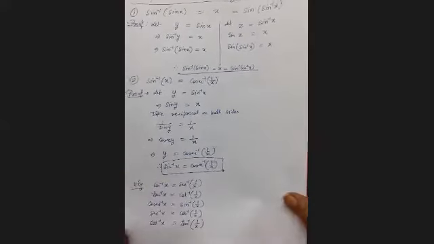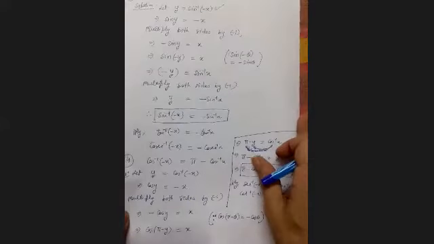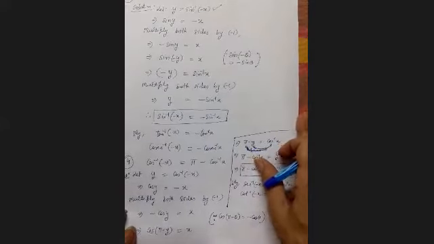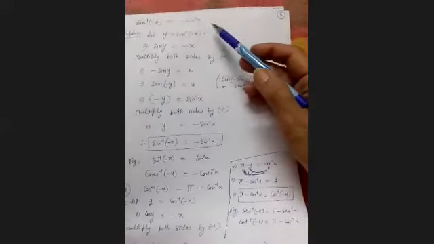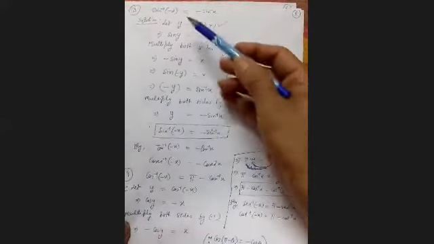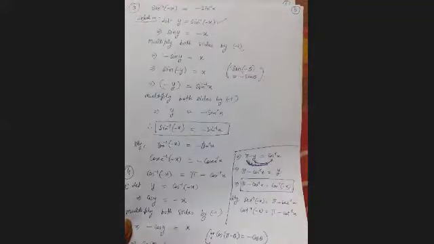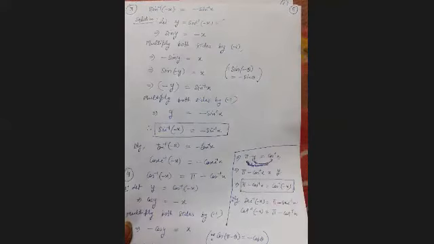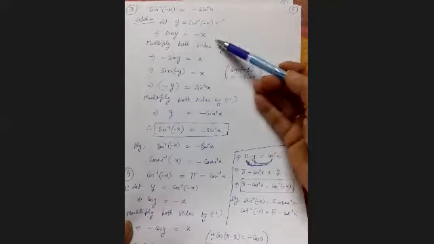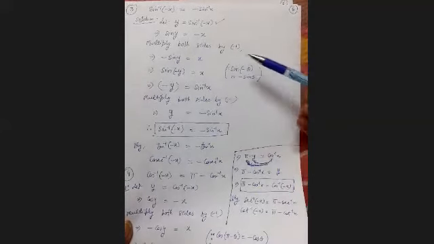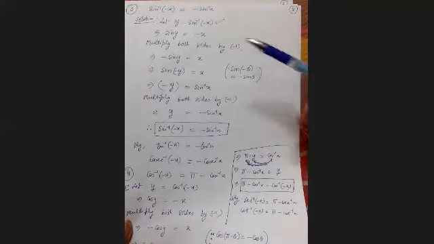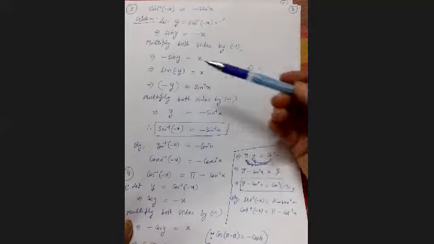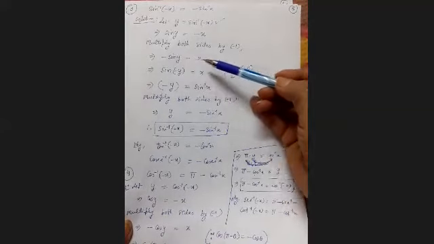Now let us discuss the next property, which is sine inverse of minus x equal to minus sine inverse x. Here again we can consider either LHS or RHS as y. I am taking LHS as y, then removing the inverse function. It will become sine y equals minus x. Then multiply both sides by minus 1, because we want to remove this minus sign, and we get minus sine y equals x.